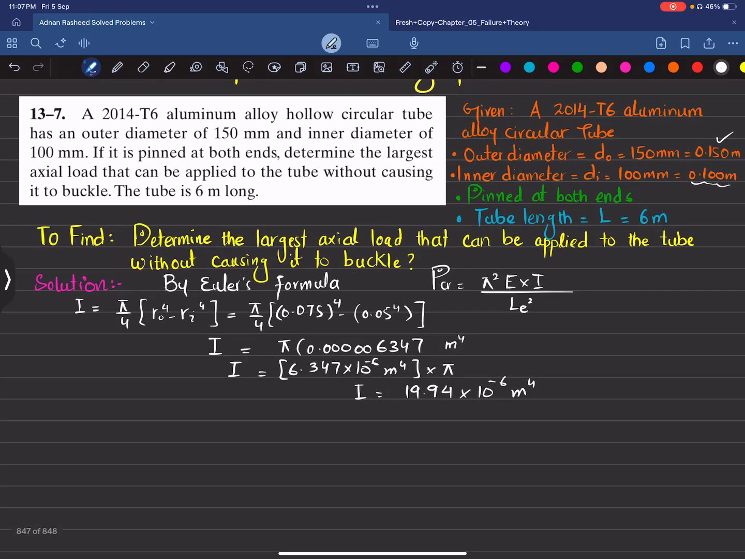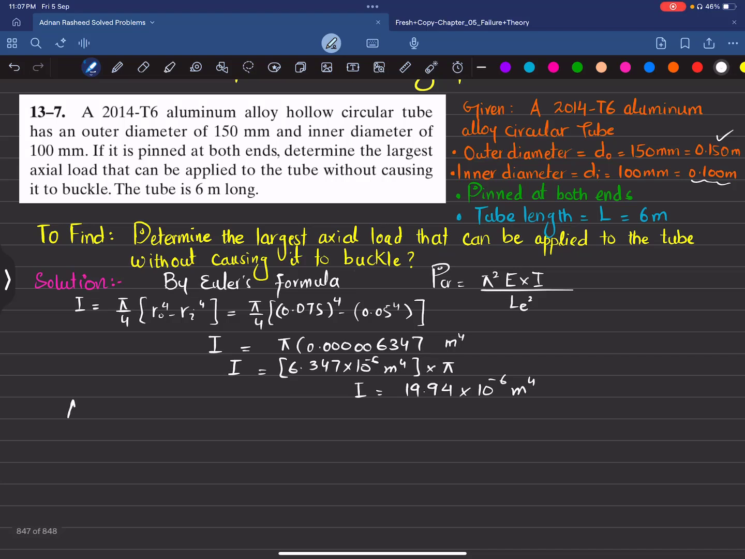Now we will also find the area as well, and we know that area is equal to pi times r outer square minus r inner square for the hollow section. So put in the values: pi multiplied by 0.075 power 2 minus 0.05 power 2, and the unit will be square meter. Okay, so let's solve it.